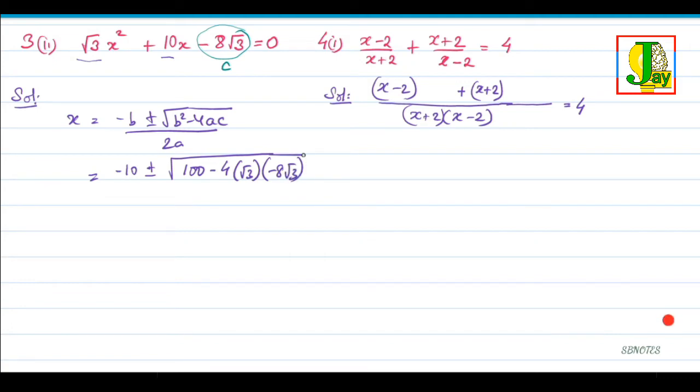Okay, so be careful when you put the signs, because here you have to put minus and you are multiplying this whole term. Okay, so by 2 into a, that's 2 root 3. So what you get is minus 10 plus minus. Now if you see, minus into minus, I get plus. Okay, so 100 plus something, what is that? 4 into 3, root 3 into root 3 is 3, 4 into 3, 12 into 8, 96. So 100 plus 96, that's root over 196.